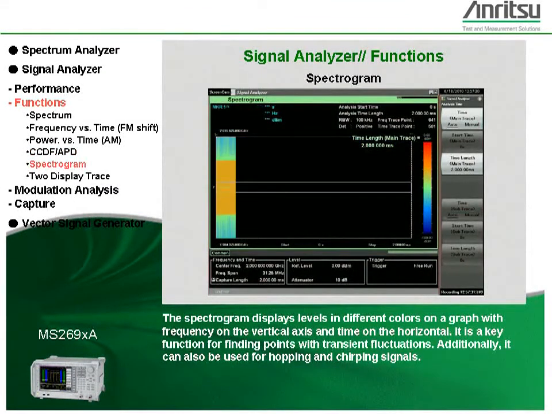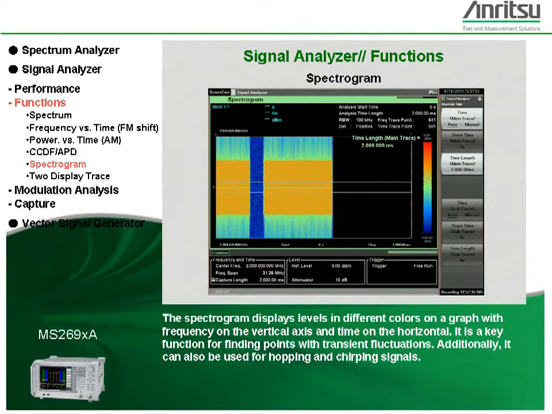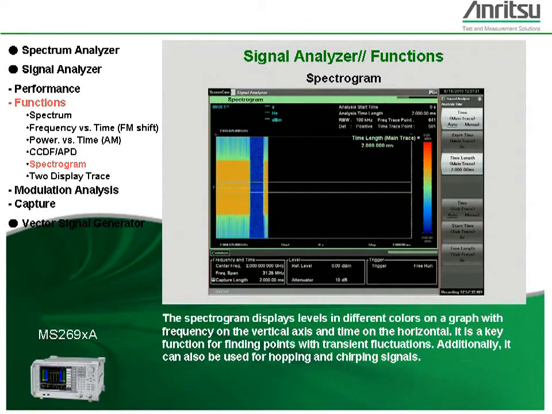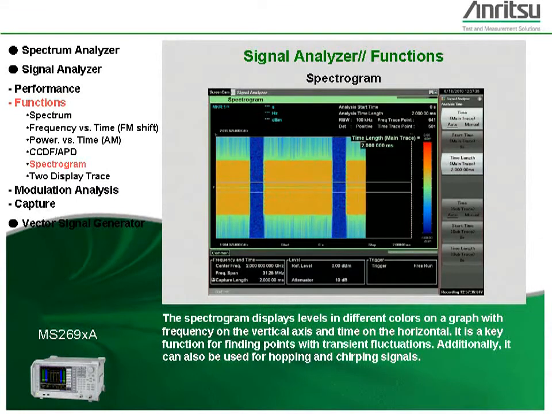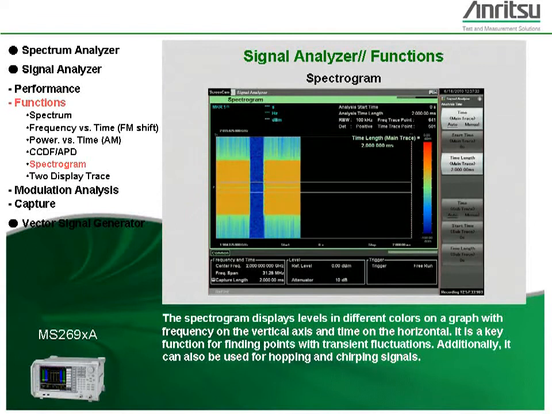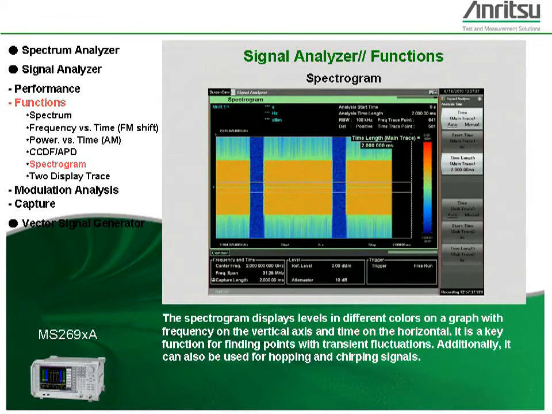The spectrogram displays levels in different colors on a graph with frequency on the vertical axis and time on the horizontal. It's a key function for finding points with transient fluctuations. Additionally, it can also be used for hopping and chirping signals.